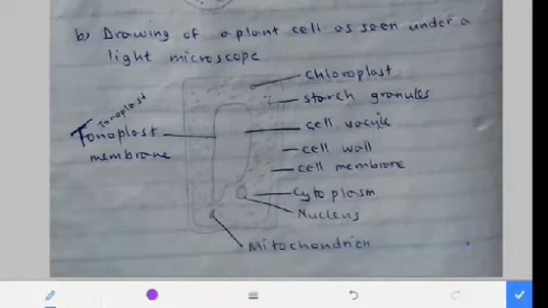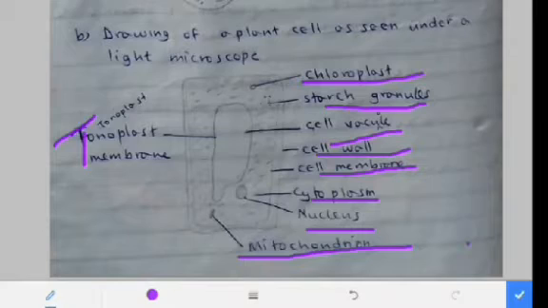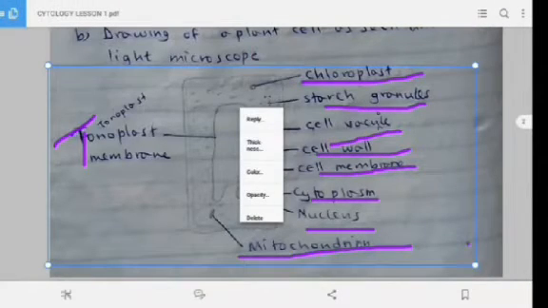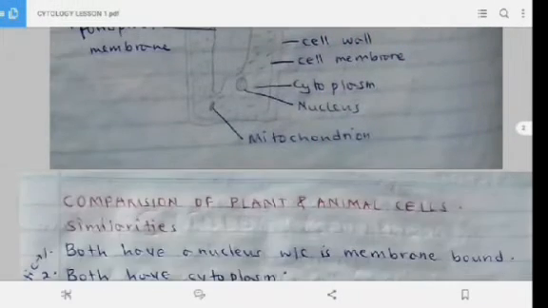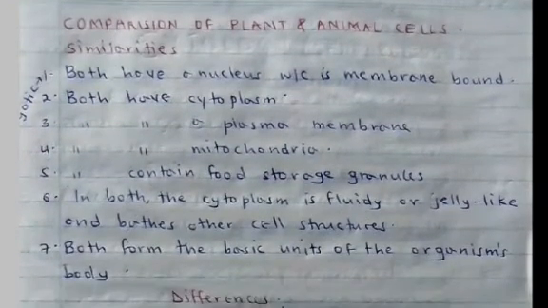You can see the cytoplasm, the starch granules, the cell vacuole, the cell wall, the cell membrane, the cytoplasm, the nucleus, the mitochondrion, and the tonoplast. We shall come to look at it later. So those are the structures of the plant and animal cell. Now we have the comparison of plant and animal cell.